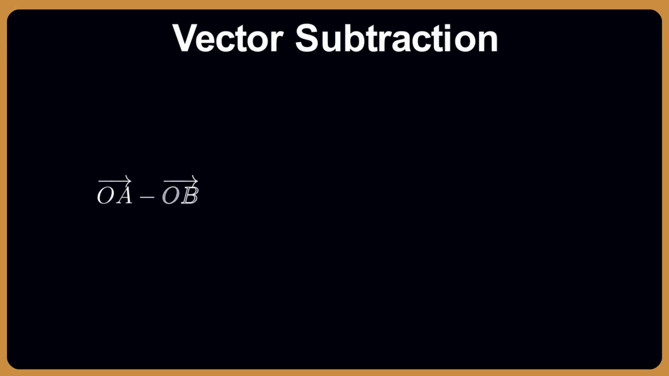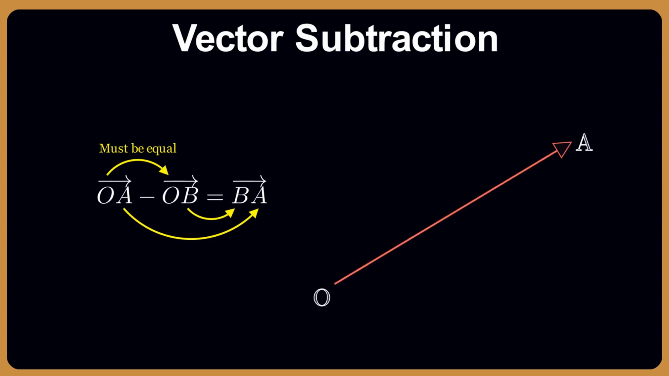The requirement for subtracting vectors is that the tails of both vectors must be the same. The answer is found by writing together the head of the second vector first and the head of the first vector second. As you can see, subtracting OB from OA leaves us with BA.